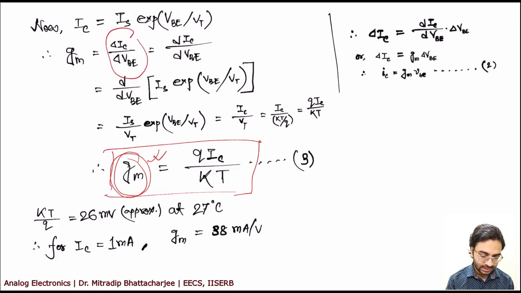If you see here, it's del IC by del VBE. That means it is taking care of the AC parameter. So it is actually taking care of AC components. So it's actually an AC parameter. But on the other side, you will find IC, which is a DC bias current. So the parameter that you are getting here, which is an AC parameter, is governed by a DC biasing current. So gm is related to the DC current of the biasing.